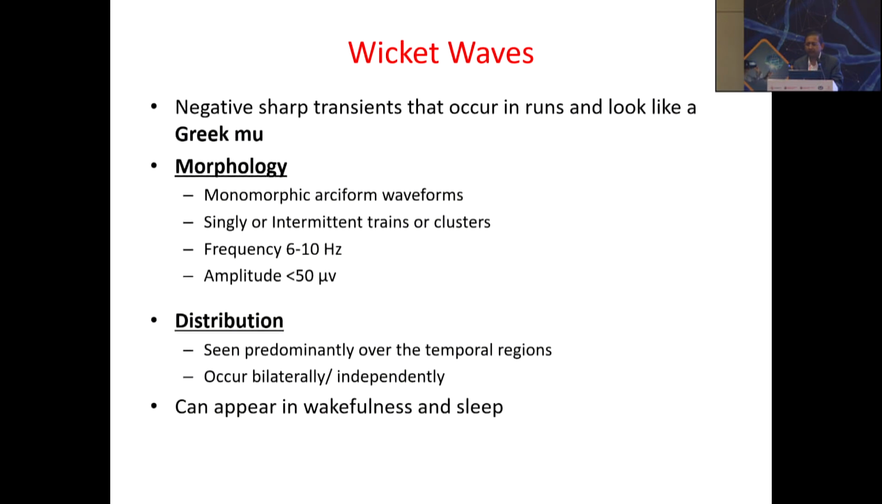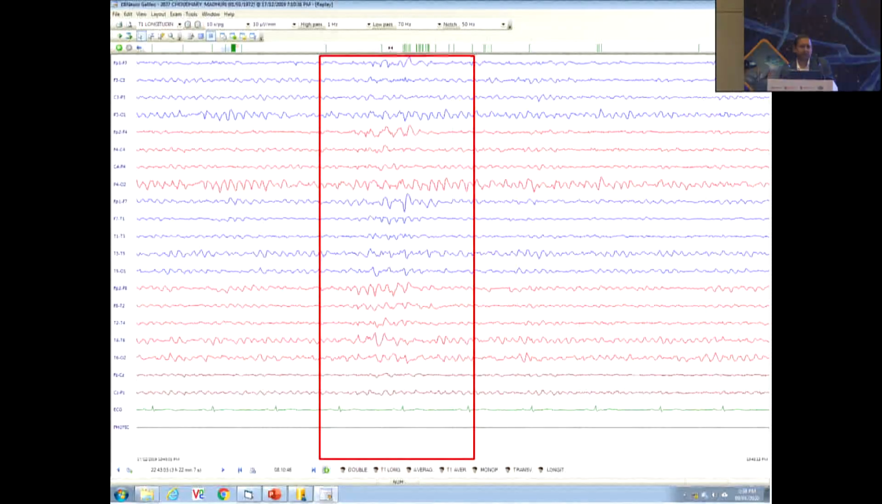Next is wicket wave. Wicket wave looks like the Greek letter mu. It is again arciform, can come as a single one, but can come in clusters also. Amplitude wise again it is lower, but it can come with a frequency of 6 to 10 Hertz, seen in the temporal region. So that is another characteristic, more commonly in the anterior to mid-temporal region. Can be unilateral, can be bilateral, commonly seen in drowsiness. So if you see here, there is a bit of phase reversal, some sharper activity here.